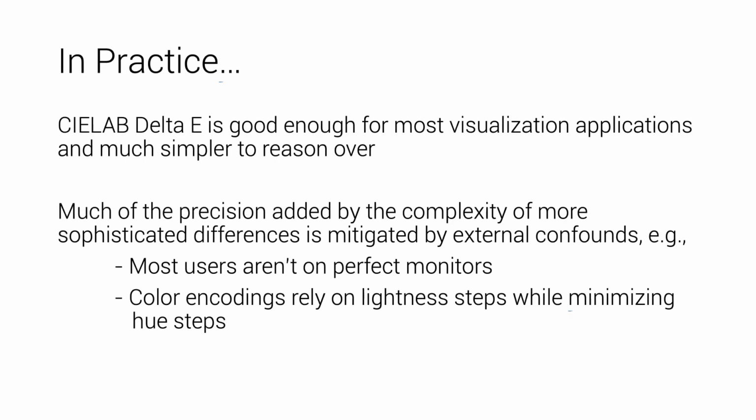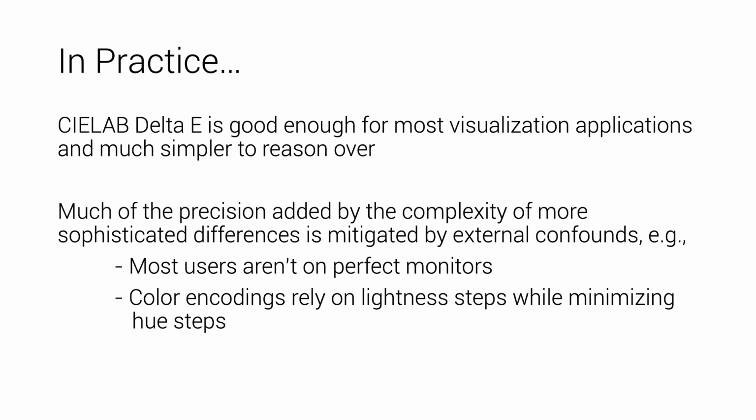So in practice, CIE delta E tends to be good enough for most visualization applications, and it tends to be much simpler to reason over. And much of the precision that's actually added by the sophisticated differences that we see in the delta E94 and the delta E2000 models actually tends to be mitigated by external confounds. For example, we don't have perfect monitors, which can distort the colors that we see and reduce some of the differences between our colors. And some studies that we've done in the past actually show that these differences may be enough to get rid of several of the benefits of using delta E94 in practice.